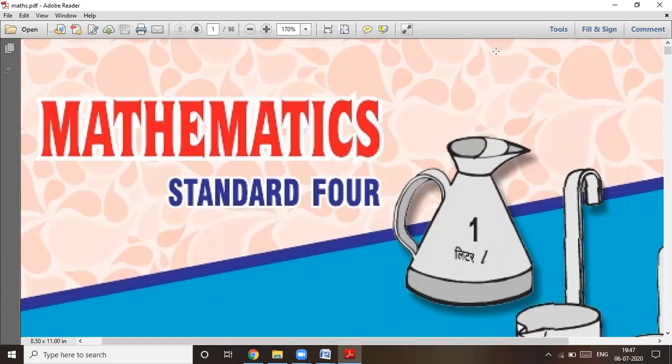You are in standard 4 and we have started your mathematics of standard 4. This is the textbook you are seeing now. This is the second lecture we are going to take today. The first lecture we have already seen yesterday. So let's have a recap.